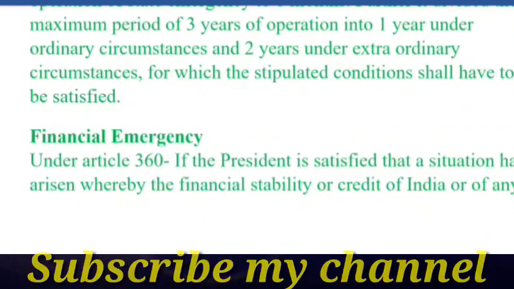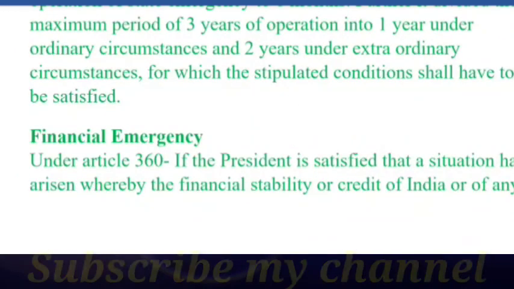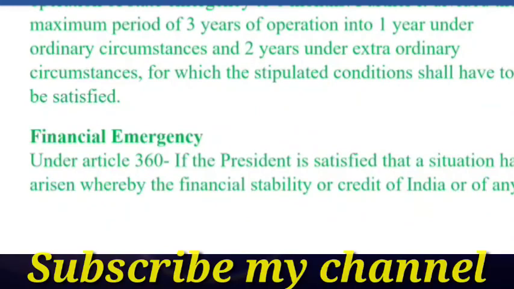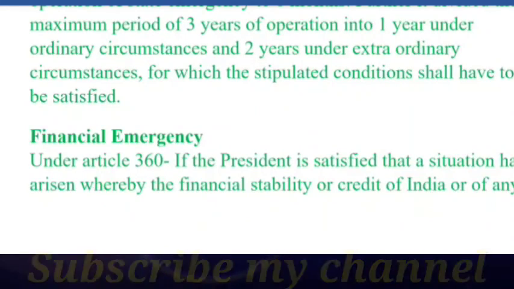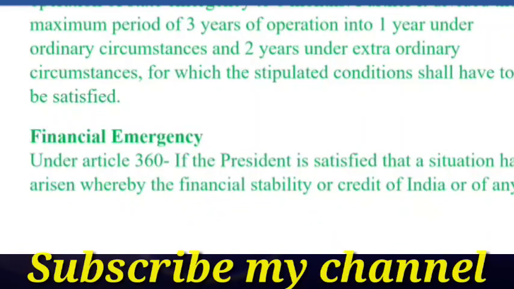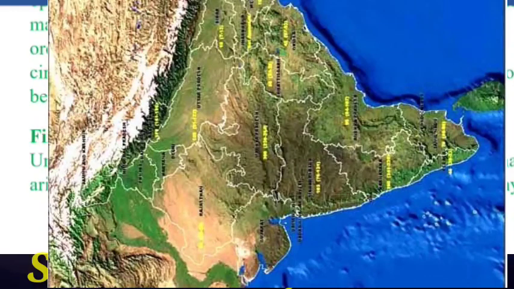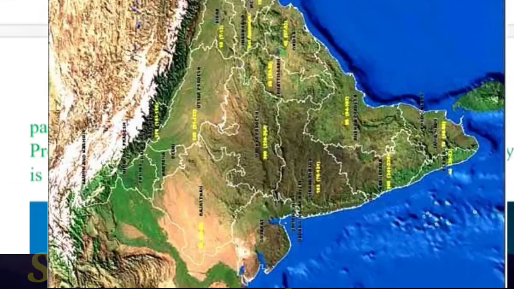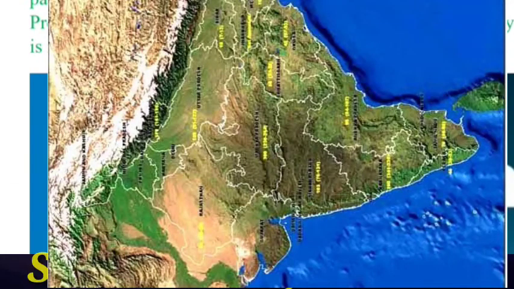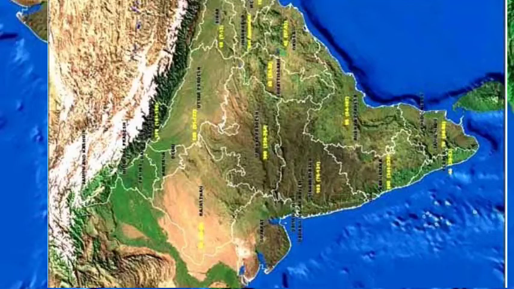Financial emergency under Article 360: if the President is satisfied that a situation has arisen whereby the financial stability or credit of India or of any part of the territory thereof is threatened, he may by a proclamation make a declaration to that effect. This emergency has never been imposed in India.